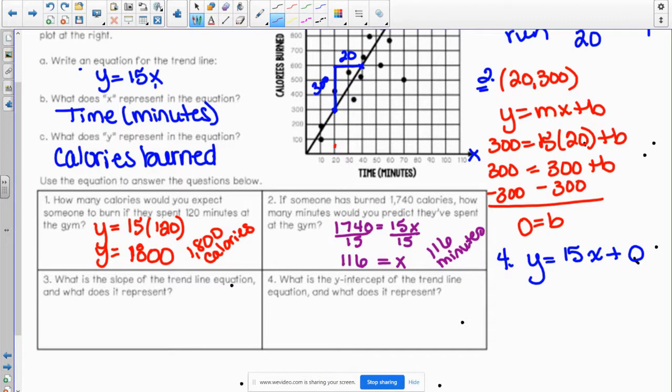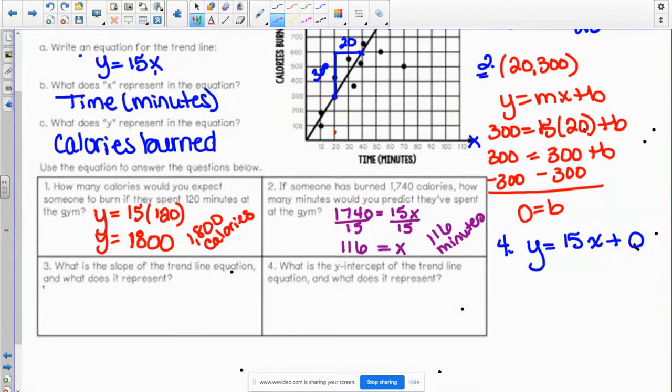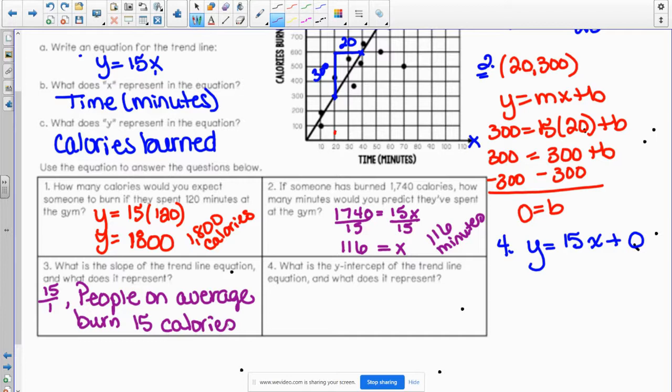So what does the slope mean? So if we go back up here, the slope is 15 over 1. 15 is your rise, which is calories, which is your Y, and 1 is your minutes. So what is the slope? 15 over 1. What does it represent? People, and this is on average because, of course, this isn't exact since you made a line of best fit, burn 15 calories per minute.